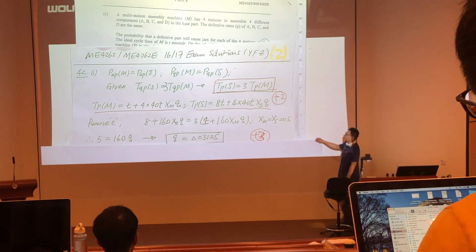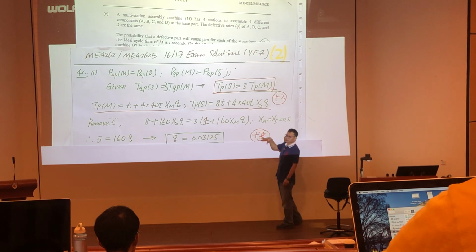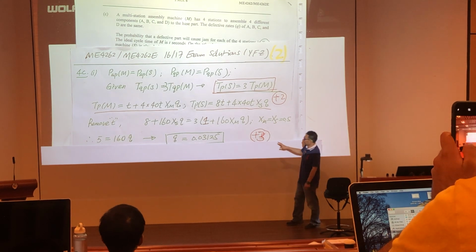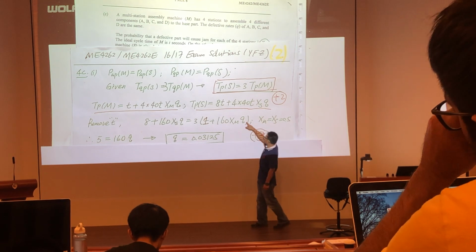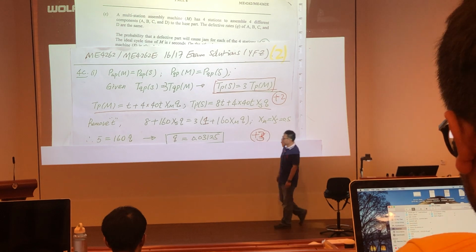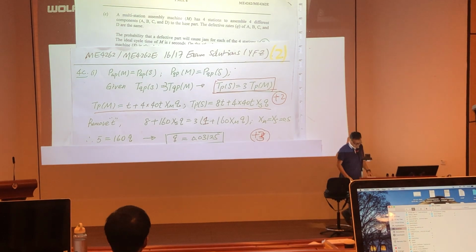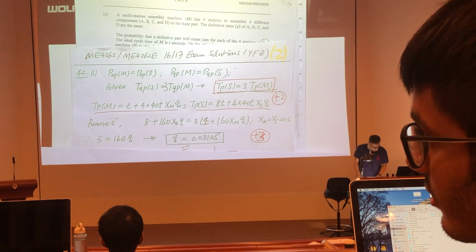All the terms have T, so you can remove it. You find that substitute these two into that, and you will find eventually that is Q. So without obtaining the value of T, you can find Q. That's the first part of the question.